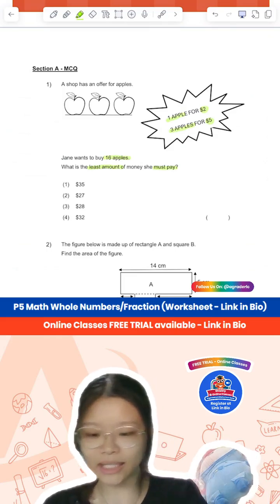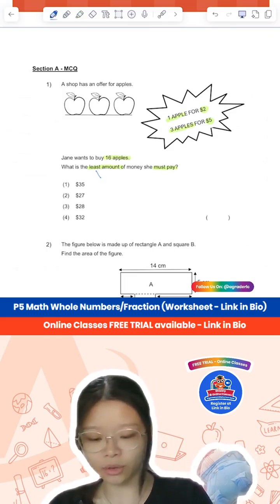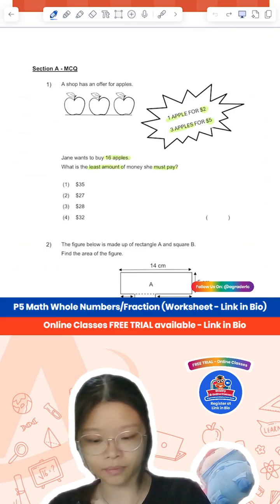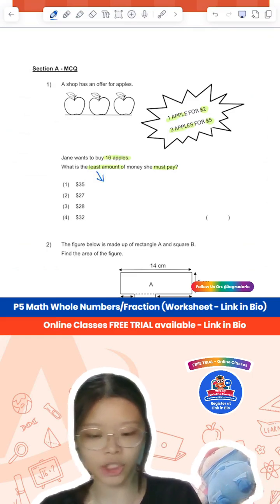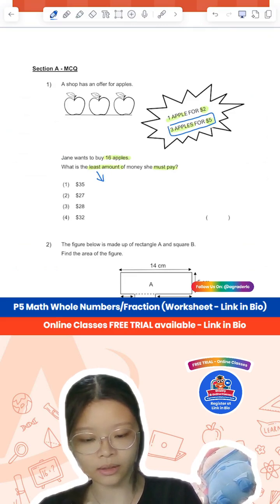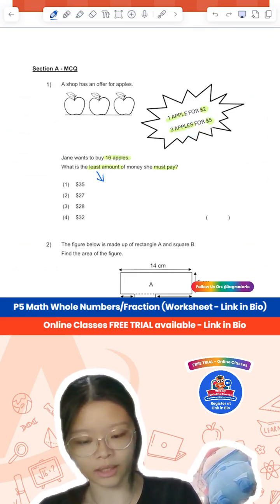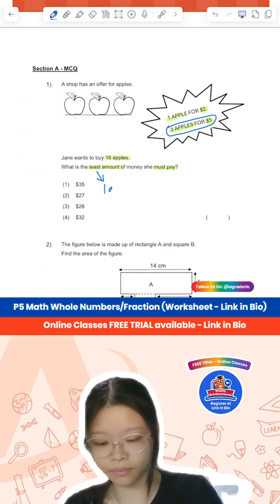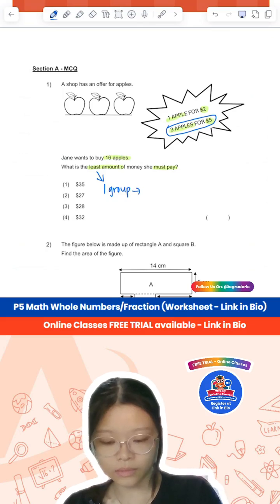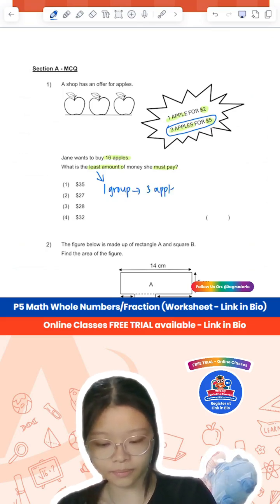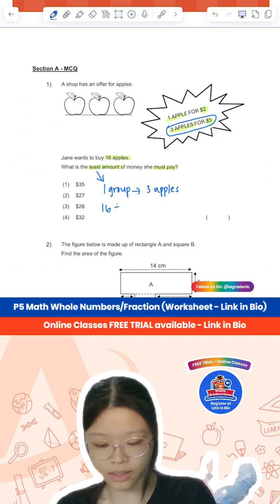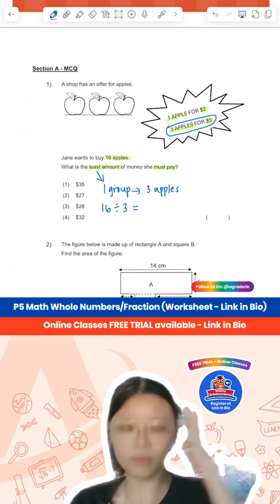Okay, what is the least amount she must pay? So for it to be the least amount, oh, pen a bit thin. Let's make it a bit thicker. Okay, for it to be the least amount, she needs to buy the package deal, right? So this will be 16 apples, right? And in one group, there are 3 apples. Since Jane wants to buy 16 apples, she can do 16 divided by 3. Can you all tell me what is 16 divided by 3?